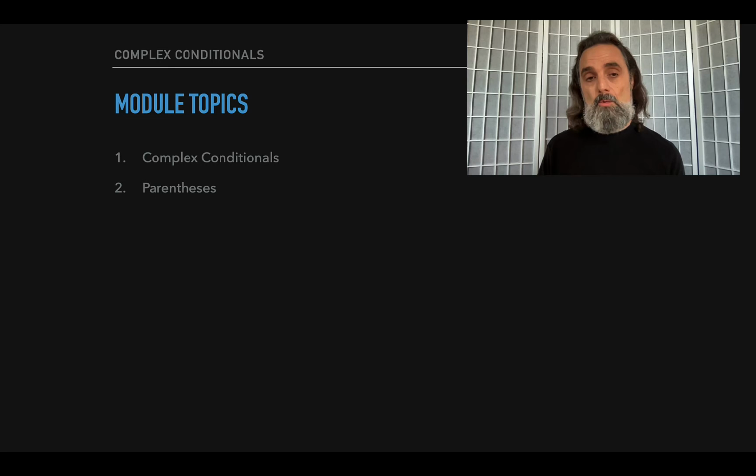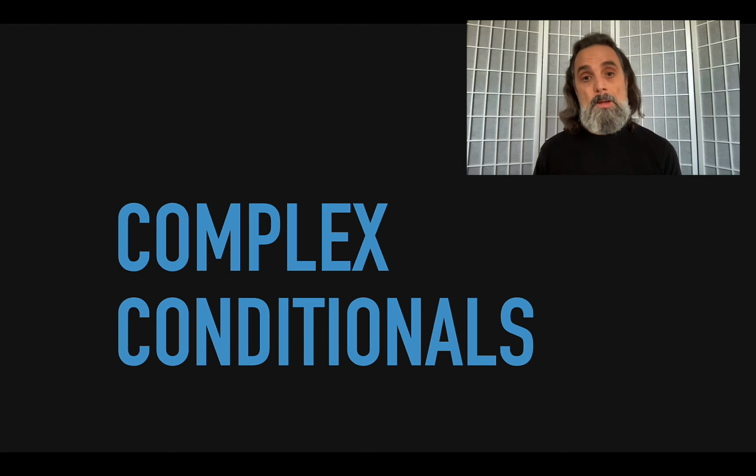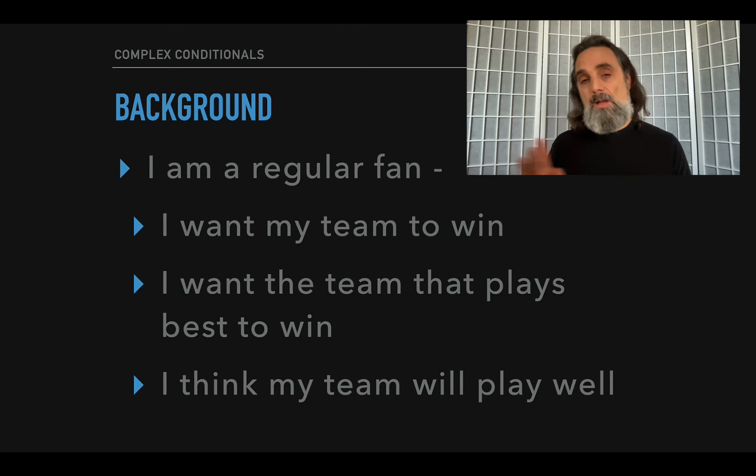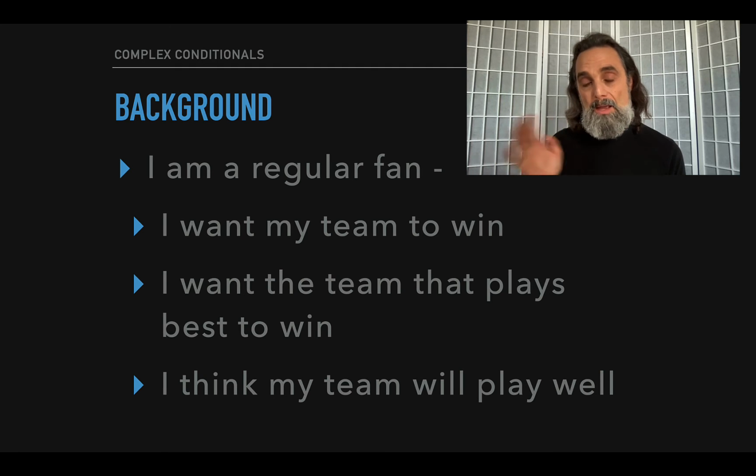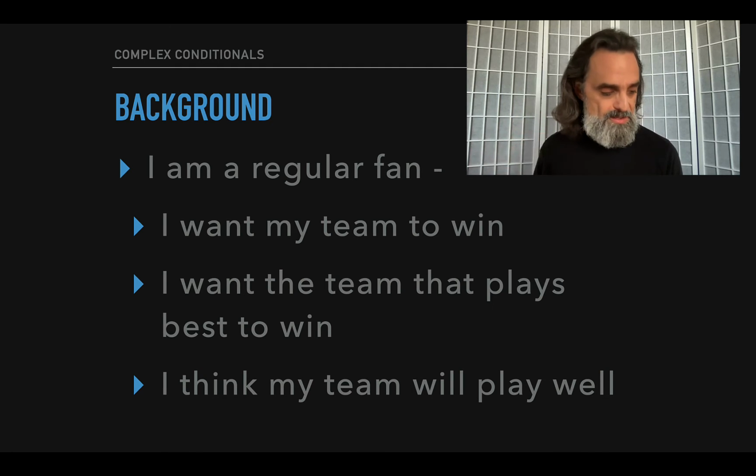In this video, we're going to look at complex conditionals in a little bit more depth, and we're going to learn about parentheses, how they work in symbolizing. So, complex conditionals. We're going to look at a couple of sentences that are complex conditionals, and in thinking about those sentences, it's going to be helpful to think of the person who's talking, me, as a regular fan of a sports team. So what does that mean? It means I want my team to win. I want the team that plays the best to win. And I think my team will play best, and so I think my team's going to win. Or at least those are the things that I think.